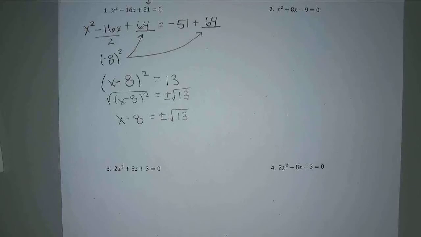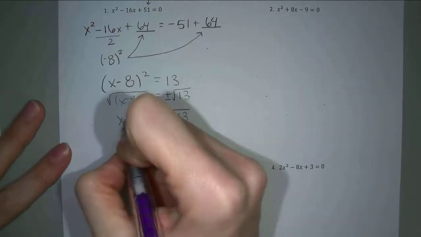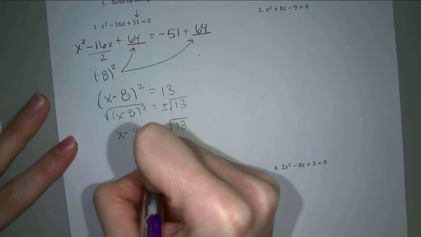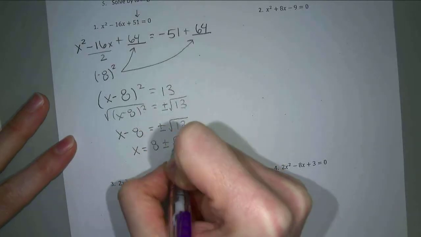So we're almost done. We almost have our x isolated. What's the one last step we've got to do? How do I get x by itself? Add that 8 over. When I add that 8 over, can it combine with the root 13? No. So I'm just going to pop it in front, okay? So this is x equals 8 plus or minus the square root of 13.